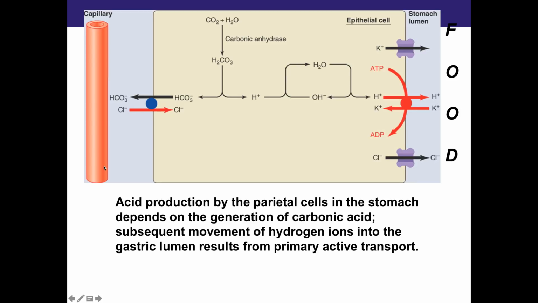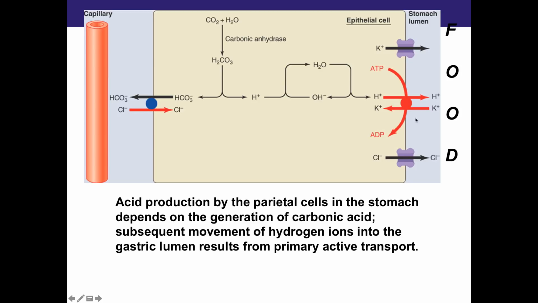All right. So acid production by the parietal cells in the stomach depends on the generation of carbonic acid, and then there's subsequent movement of hydrogen ions into the gastric lumen. That's a result of the primary active transporter, the proton potassium pump. So most of the acid relieving medications, acid relievers, target this pump. Omeprazole, is it Nexium, the purple pill? Nexium, the purple pill. It's actually targeting this particular pump.